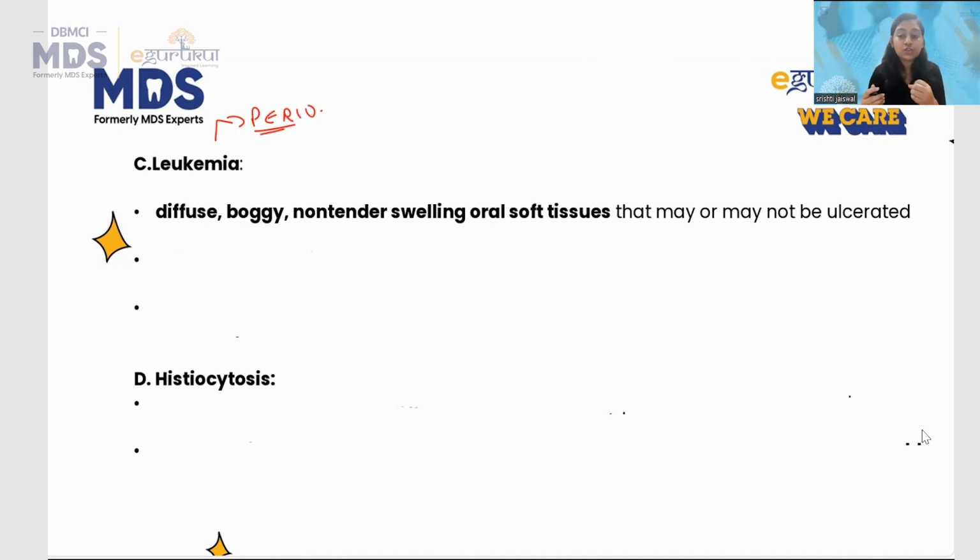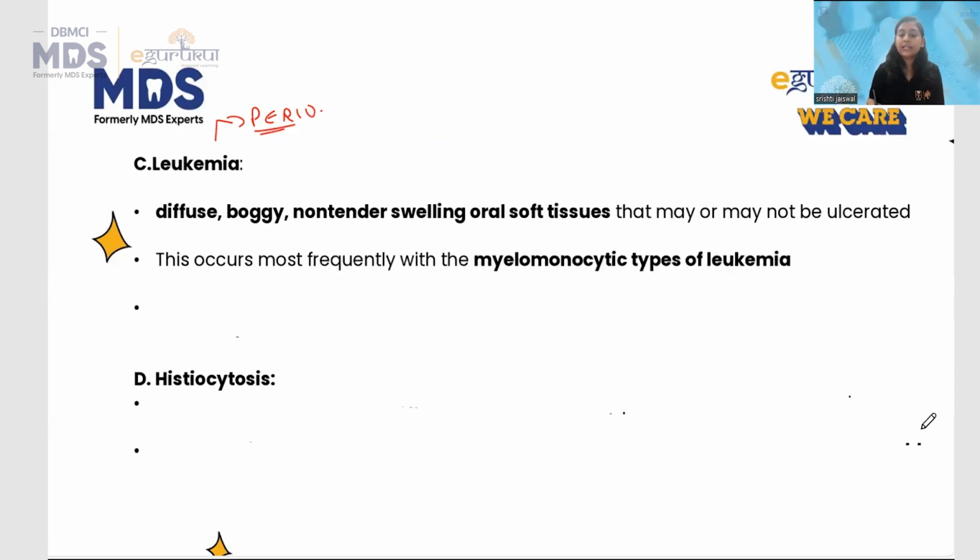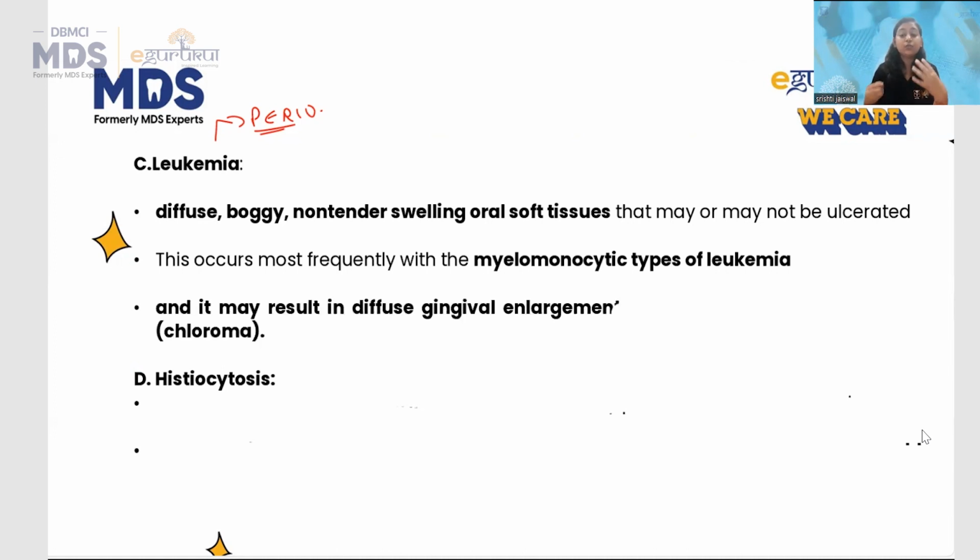Now, which is the most common type of leukemia which is seen in the oral cavity? It is the myelomonocytic type of leukemia. And the patients present with diffuse gingival enlargement and a prominent tumor-like growth which is seen in the gingiva. It is called a chloroma. It is a very important MCQ question.